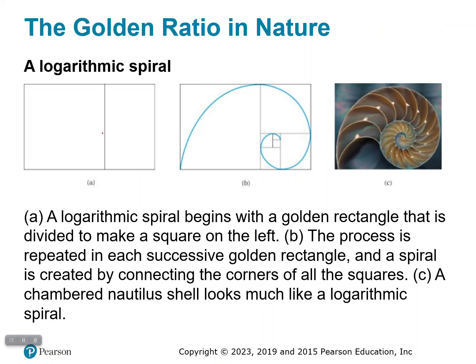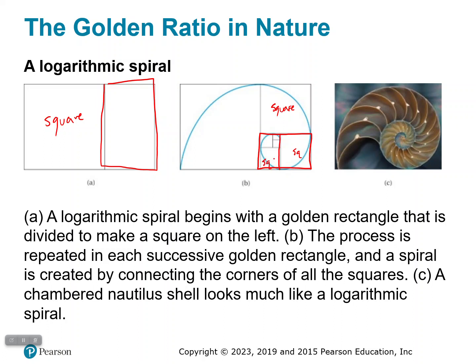Now, this golden rectangle can be broken into a square, right? So this whole thing is a golden rectangle, and then we take out this square. And what's left here is now a golden rectangle. And from that golden rectangle, we could take out a square. And what's left is a golden rectangle. And from that golden rectangle, we could take out the square, and what's left is a golden rectangle.